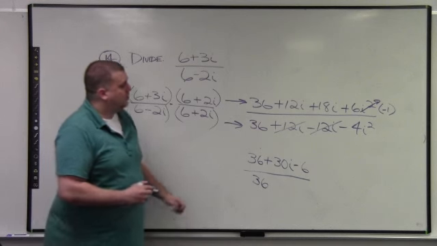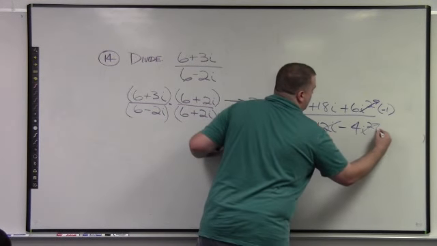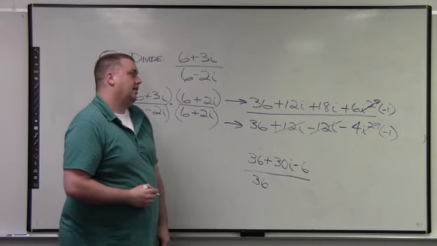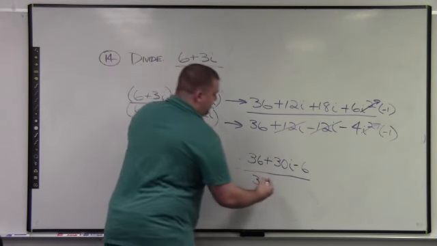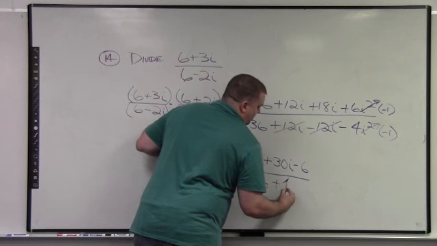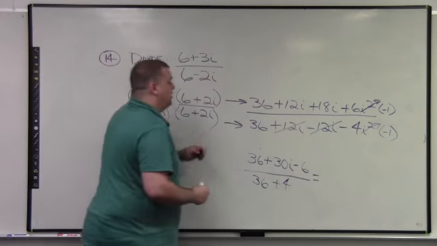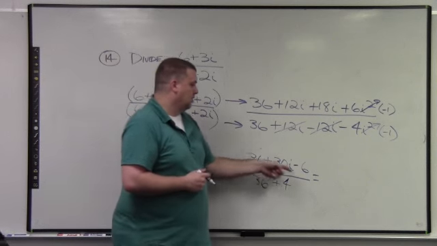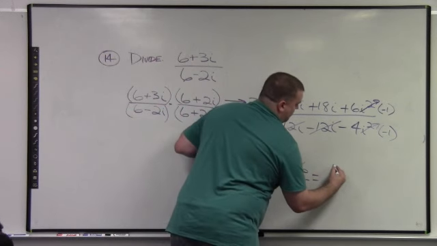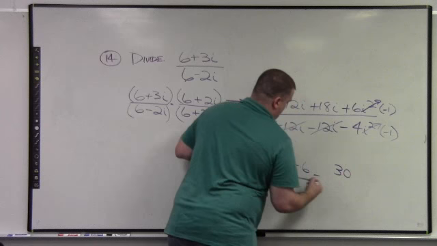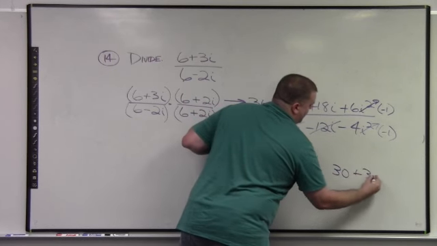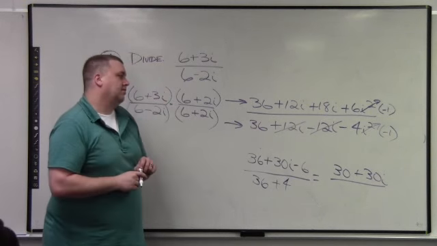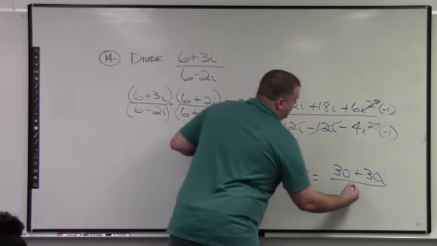Minus 4 times i squared. Remember that i squared is -1. Positive 4. Right. A -4 times a -1 is positive 4. So are there any other terms I could add together in the numerator? 36 and negative 6, which is 30. Okay. So I got 30 plus 30i. On the bottom, I've got 36 plus 4, which is 40.